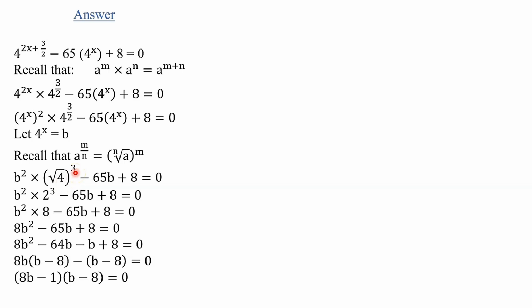So 4 to the power of x, which is equal to b, has been replaced here. So we have b squared times, also here, the square root of 4 to the power of 3 from the fractional index law. Then minus 65b, because 4 to the power of x is equal to b now, plus 8 is equal to 0. b squared times the square root of 4, which is equal to 2, then to the power of 3, minus 65b plus 8 is equal to 0.